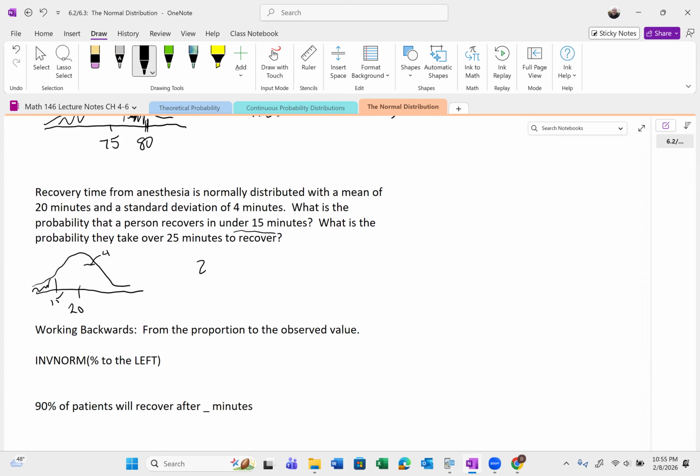So we want to know the probability I end up down here in this section where it's 15. So let's calculate a z-score. I'm going to take the 15 minus the 20 divided by the 4. It's the observation minus your mean divided by your standard deviation. So now I'm going to get a negative 5 over 4, a negative 1.25. And then I'm going to go to normal CDF.